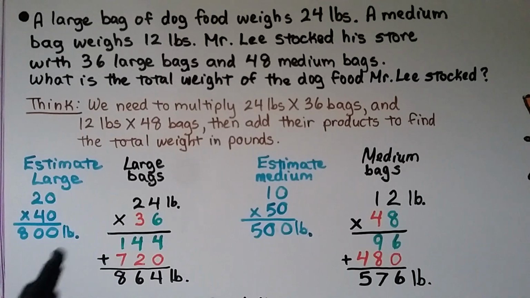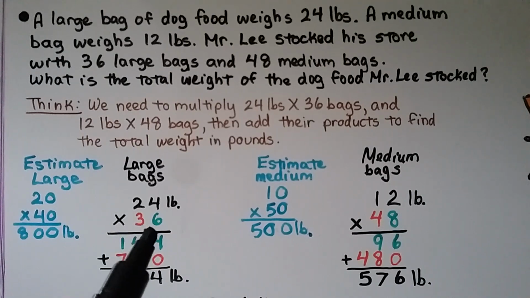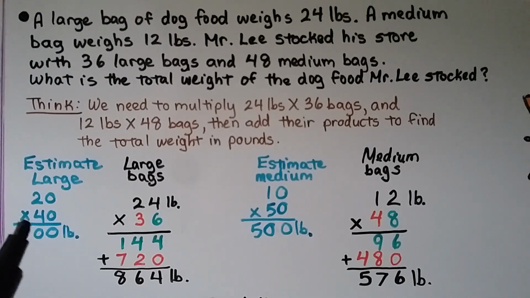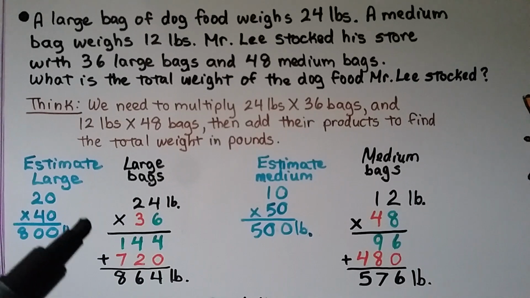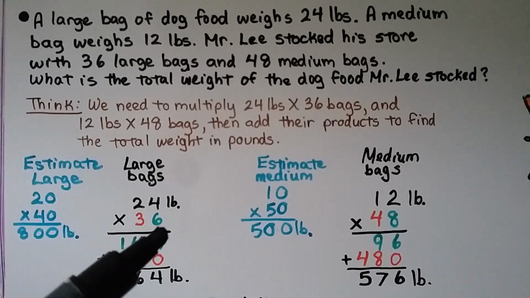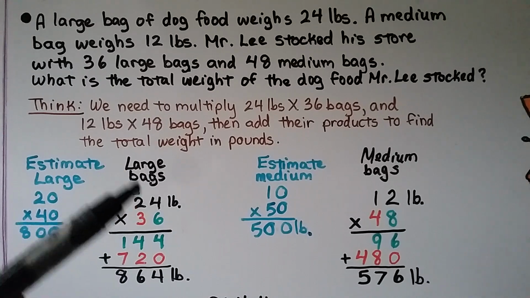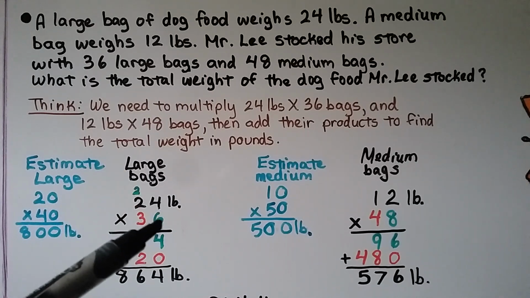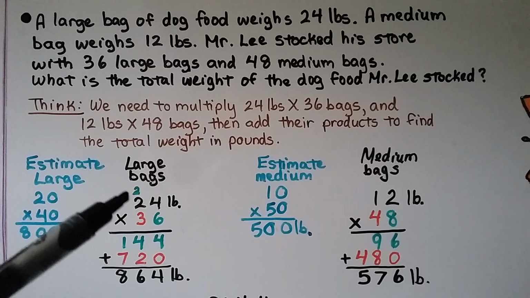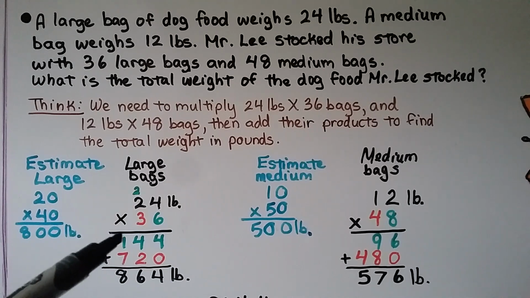We can estimate 24 times 36 as 20 times 40. That would be about 800 pounds for the large bags. When we do the actual multiplication, we have 6 times 4, which is 24. We regroup the 2 and write the 4 down. Then we multiply 6 times 2, which is 12, plus 2 more is 14. Our first partial product is 144.